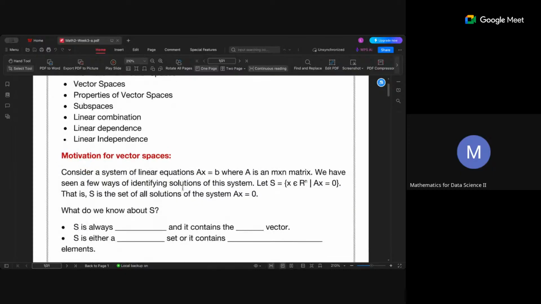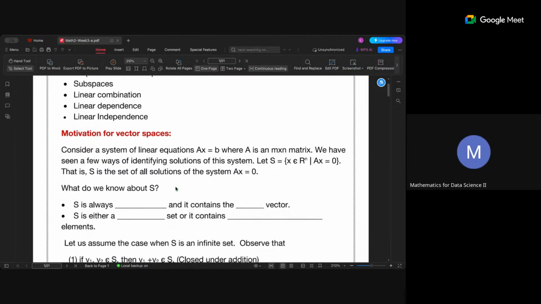First we will begin with what is called the system of linear equations. This is what you have been studying in the first 2 weeks, right? You have been studying what a system of linear equations is and how to solve it. Not all different ways, but some aspects of solving systems of linear equations were covered in week 1 and week 2. So we are starting with a system of linear equations, Ax = b, where A is an m by n matrix. We have seen a few ways of identifying solutions of this system.